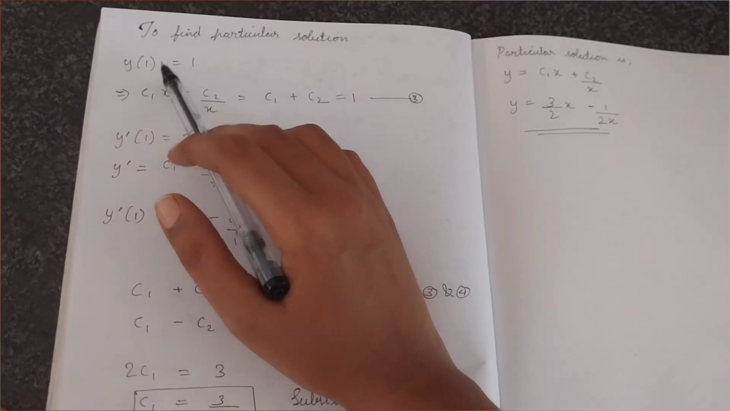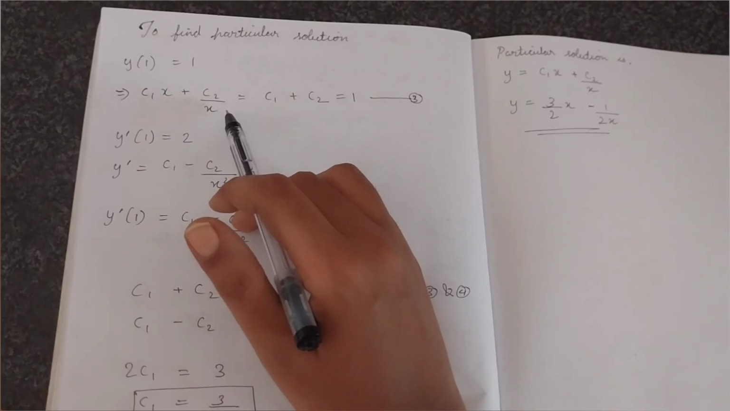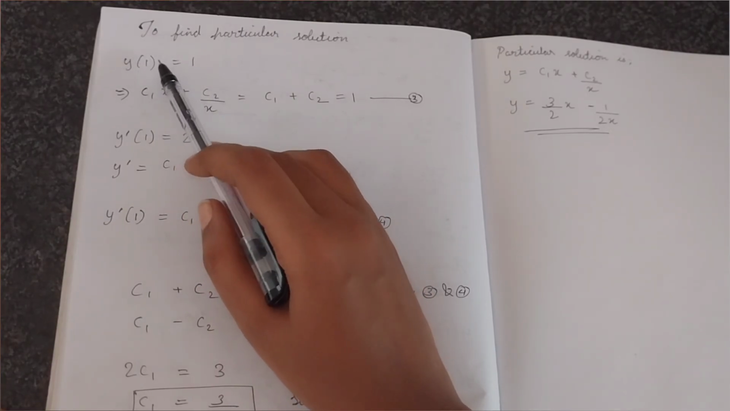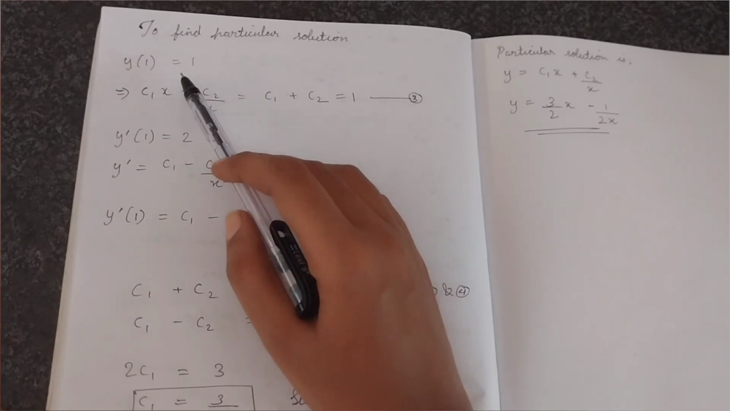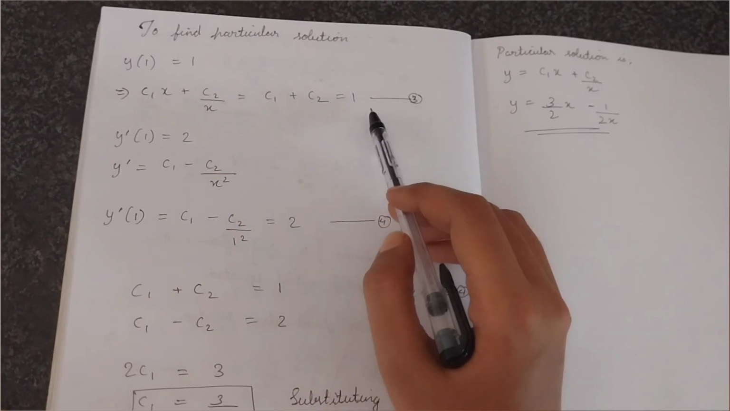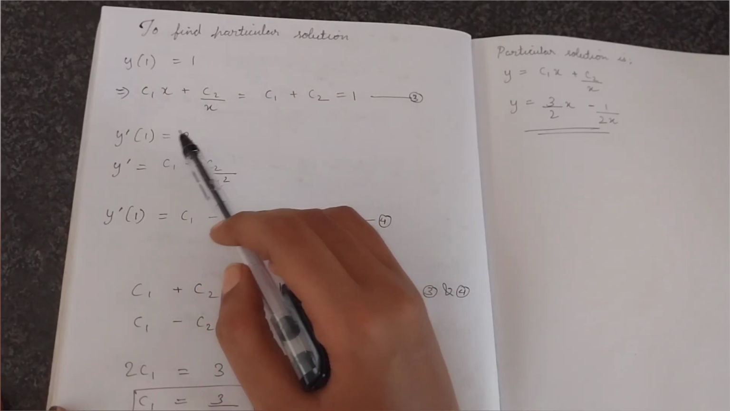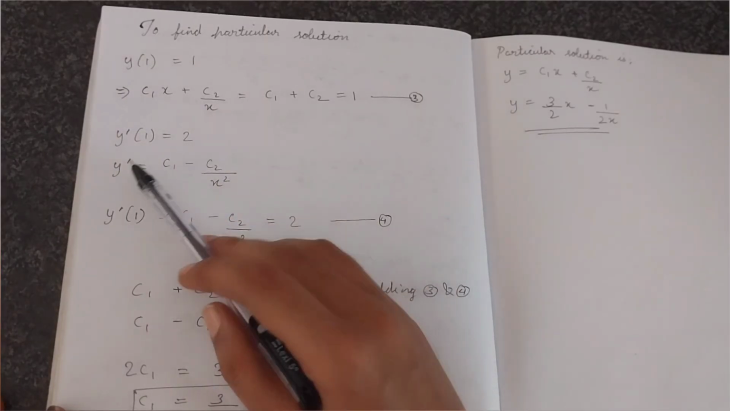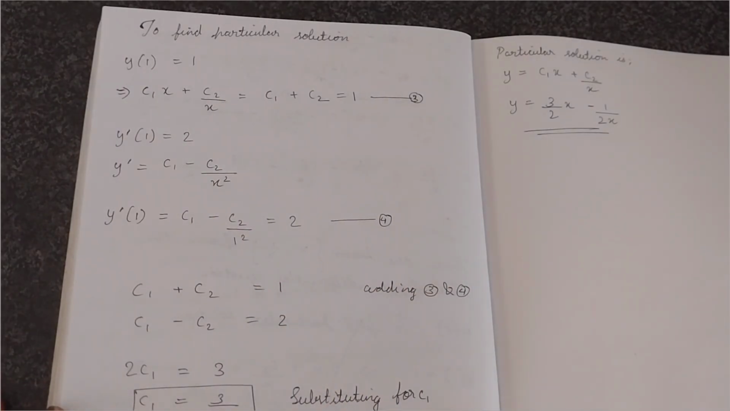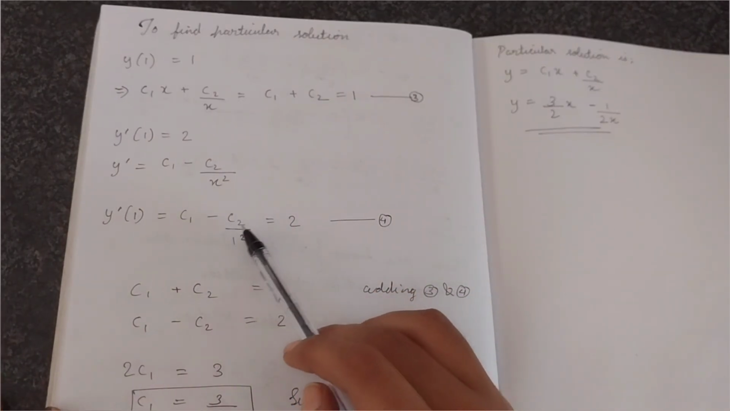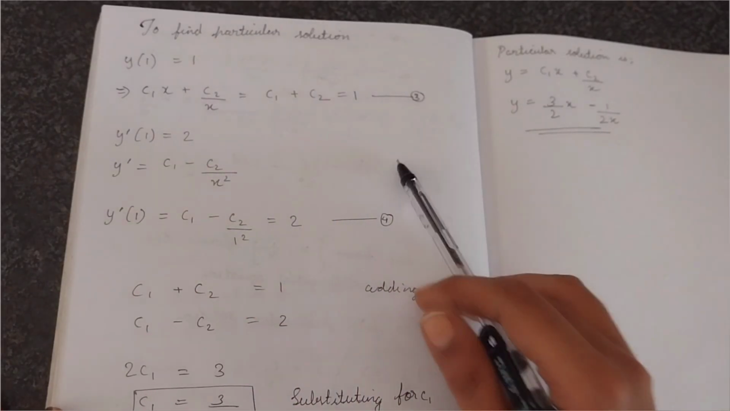The first condition is y of 1 is equal to 1. Our y was c1 x plus c2 divided by x. Now substitute x is equal to 1, so we get c1 plus c2, and the RHS is already given as 1. So c1 plus c2 is equal to 1. This is our equation number 3. Then the next condition given is y dash of 1 is equal to 2. Our y dash is c1 minus c2 by x square. Substitute x is equal to 1, and you get y dash of 1 is equal to c1 minus c2 divided by 1 square, which is equal to 2. This is our fourth equation.